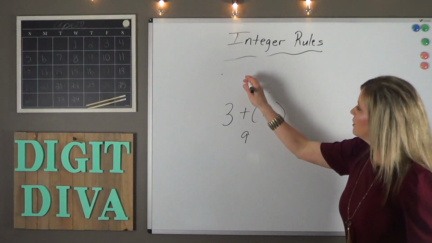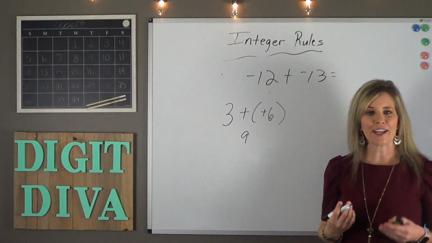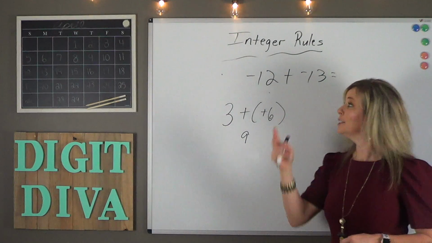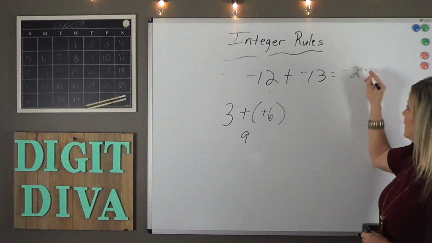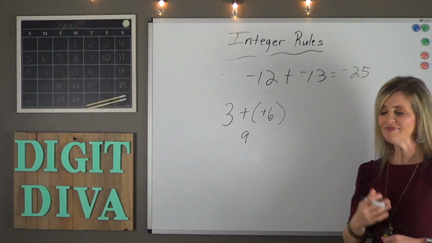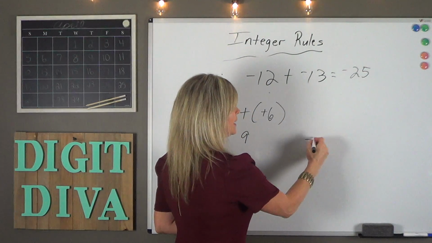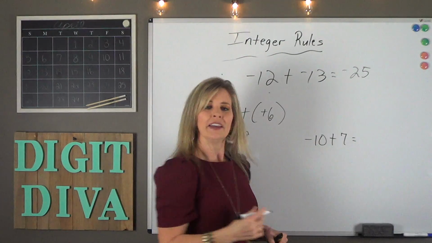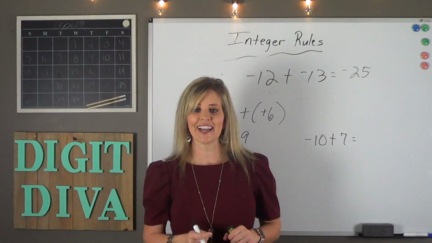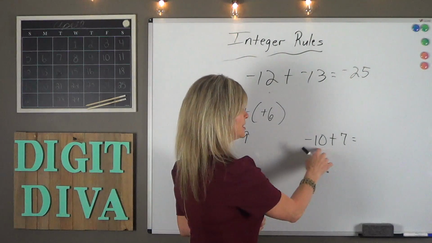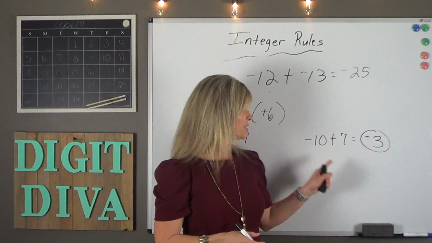Okay? What if we had a negative 12 plus a negative 13? What was the rule when your signs are the same and you're adding? You simply do the math and keep the sign. So negative 12 plus negative 13 would be a negative 25. All right? What do we do when our signs are different and we're adding? So what if we had negative 10 plus 7? If the signs are different, what was that rule? You simply subtract the integers and keep the sign of the largest absolute value. So 10 minus 7 is 3, and you keep the sign of the largest absolute value, which is 10. Okay?